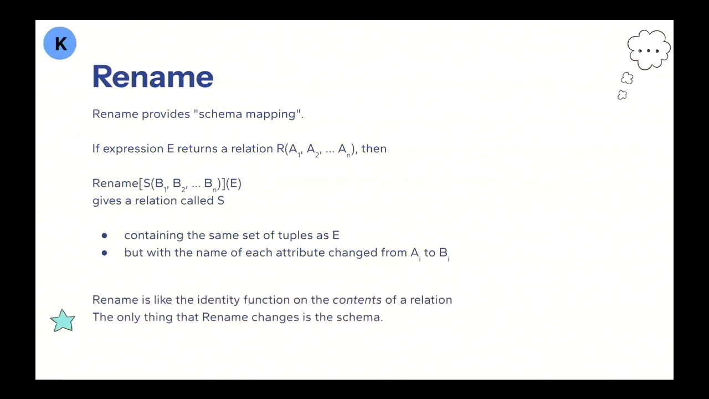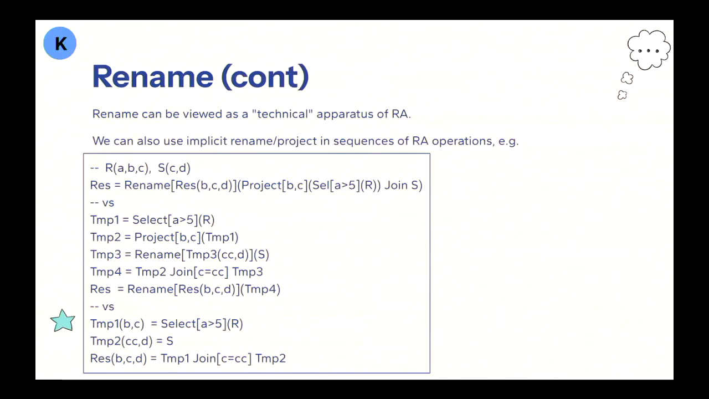So it is like the identity function on the contents of a relation. The only thing it changes is the schema. It doesn't affect the actual data. It is just for giving a complex set of operations a new name. For example, we can use the rename function to rename sequences of operators instead of just one operation. As you can see here, these three sets of operations are essentially the same. And we can use rename to rename the entire sequence of operations. We can also use rename to just rename a particular variable.